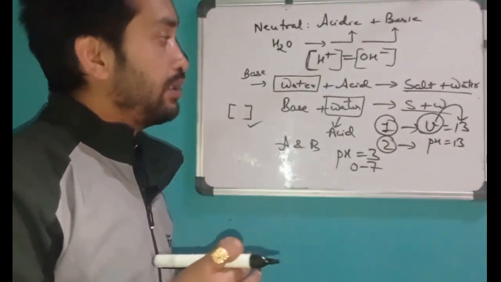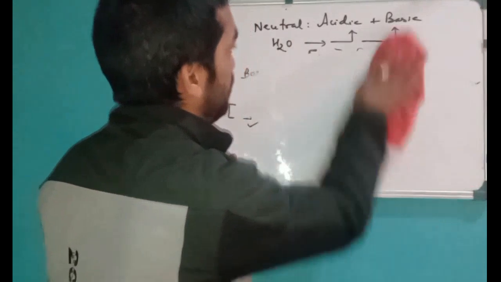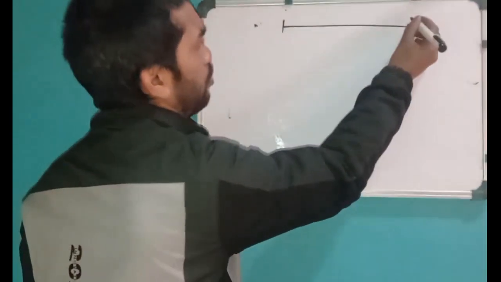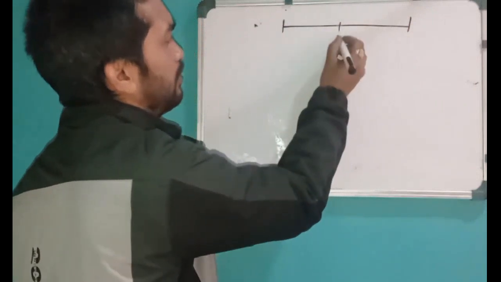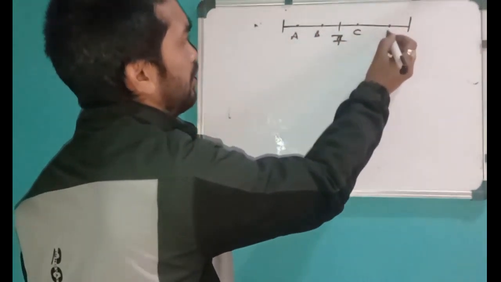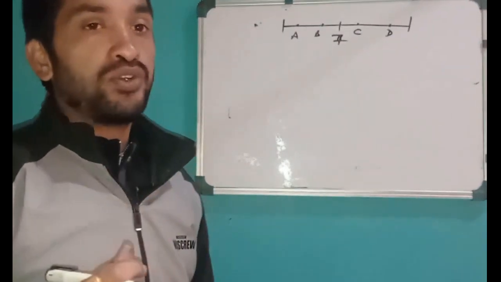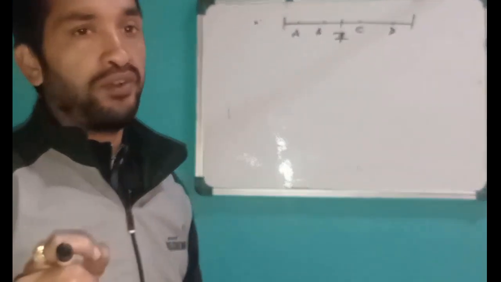But remember, last time the question in the board exam was that they had given a scale with some readings. If you go through the last year paper, you will find that the question was somewhat like this: A, B, C, and D, like this. I'm giving you some questions. Try to find out the answer by pausing the video.